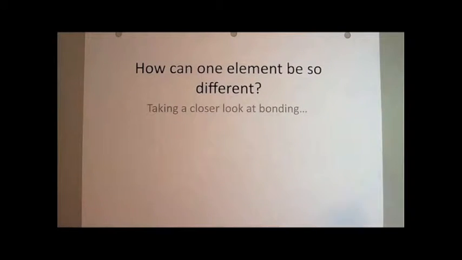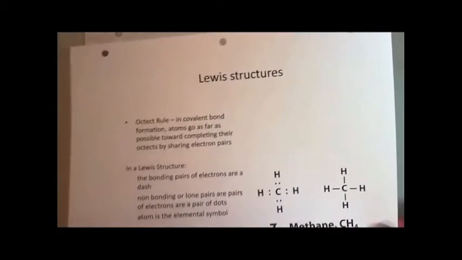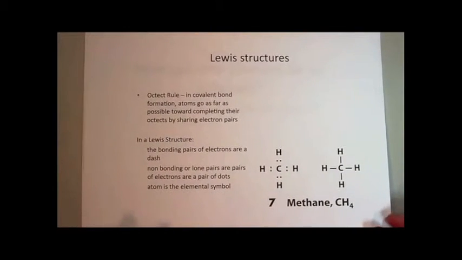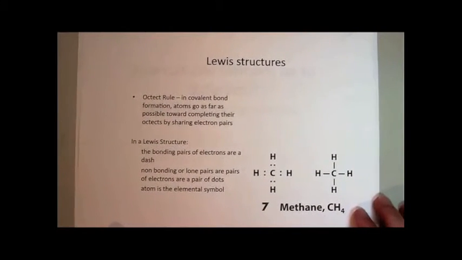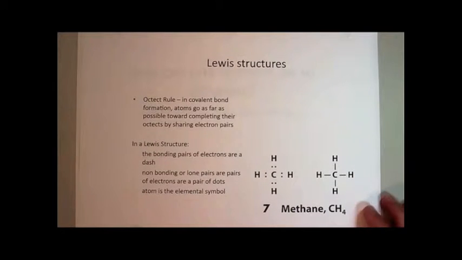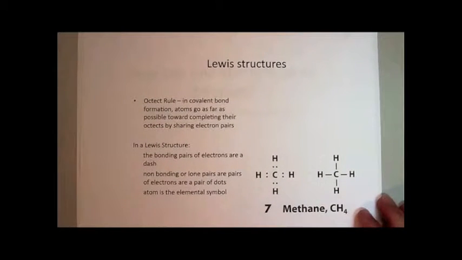Okay, so we're going to take a closer look at Lewis structures. This is a technique that is used by chemists to figure out or model what is bound to what, or predict, I should say, what atom is bound to what atom in a molecule.